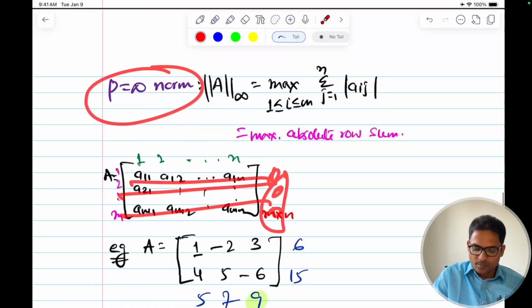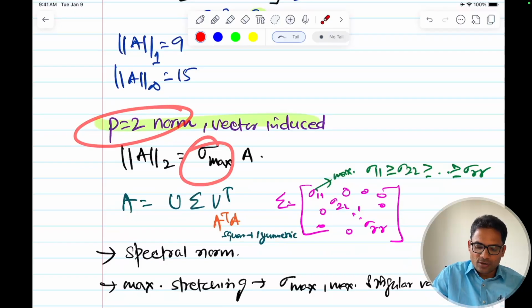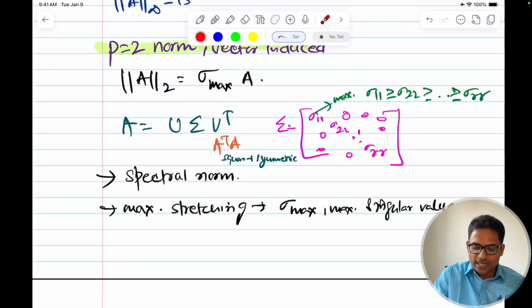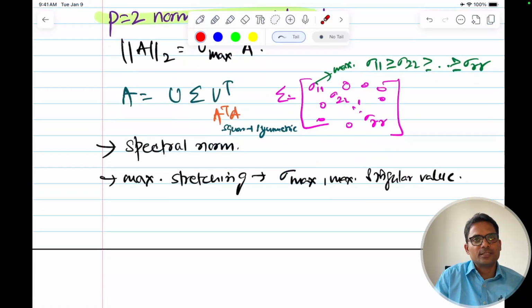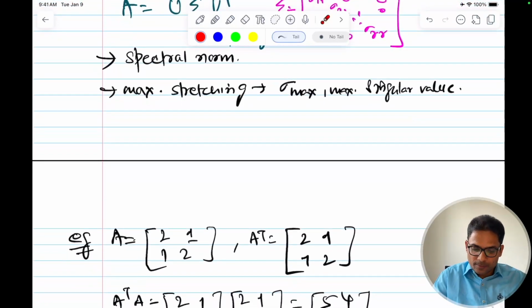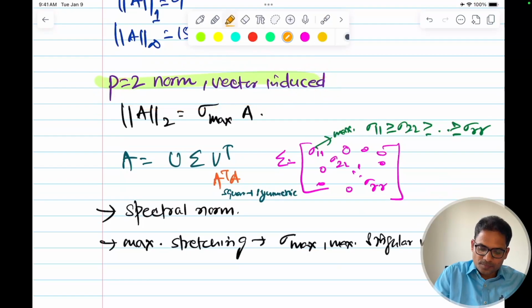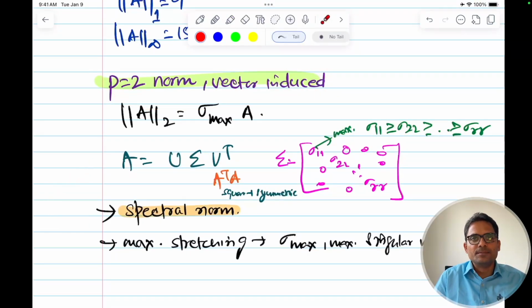And then we saw the p2 norm, which was the maximum singular value of A. We take the eigenvalues of A transpose A and then take a square root of that, and that gives you the singular values for this matrix. The max value, the top of these, is your P2 norm for vector induced, and this is also called the spectral norm. That comes from the spectral decomposition, which we have discussed in EVD.